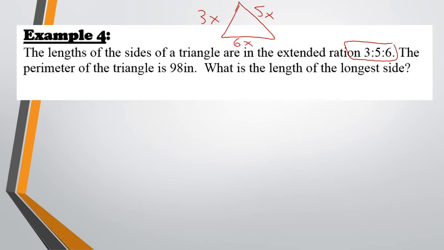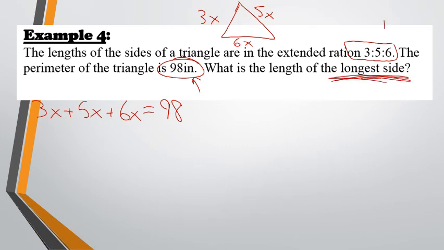Now, we know the perimeter is 98 inches. It's a little easier with a triangle because when I ask for the perimeter of a triangle, it's basically all the sides added up. So you're going to take 3x plus 5x plus 6x equal to 98. Notice our units are in inches here. So you want to calculate the longest side. Obviously, the longest side will be 6 times x. So once you calculate x, you take 6 times it, and there's your answer.